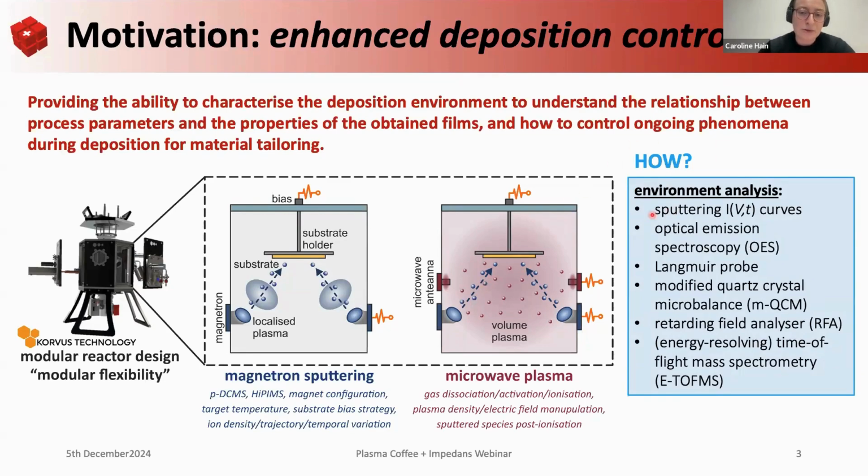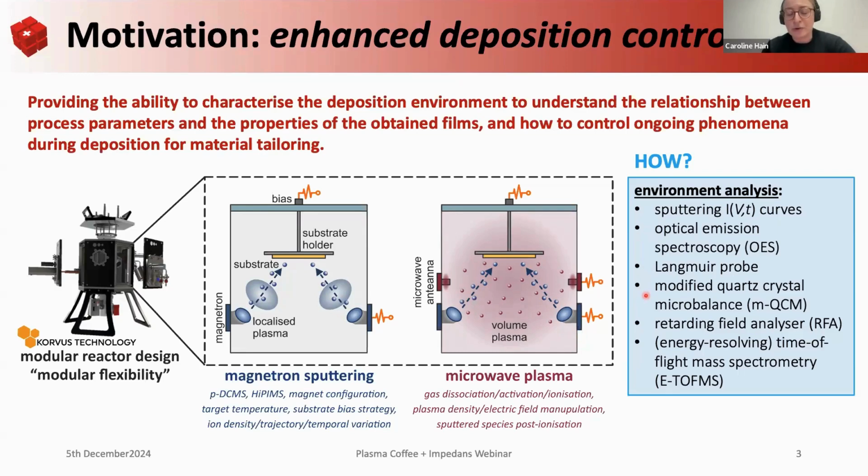So in the context of HiPIMS, we can look at the change in the current waveforms and how that develops within a pulse, because HiPIMS is a pulse process. We can use optical emission spectroscopy to look at the type of species that we are producing. So we can look at the atomic species, excited, also molecular, ionized. Then with the Langmuir probe, we can look at the plasma properties. So we can evaluate the plasma potential, floating potential, plasma densities, electron temperature.